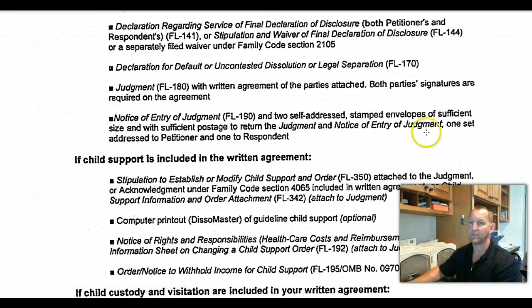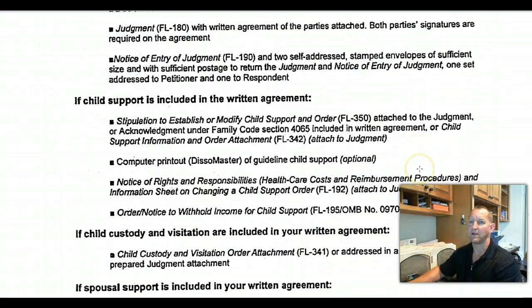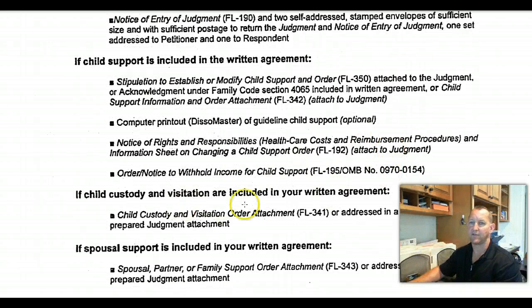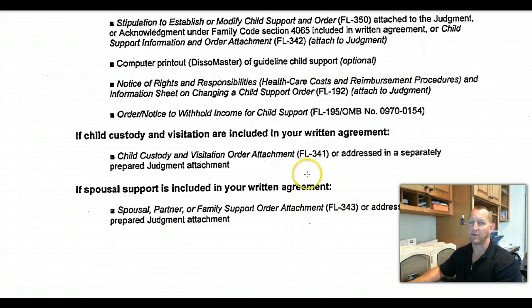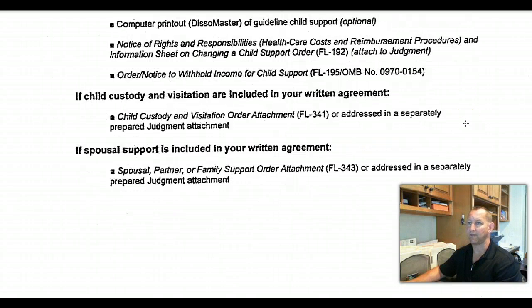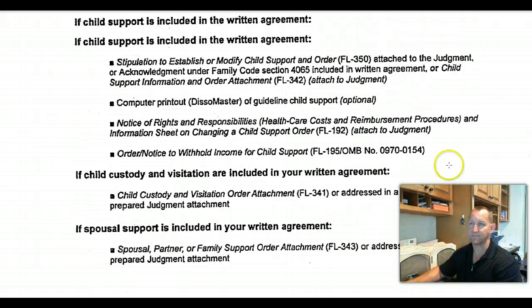Now, here are some supplemental forms. If you have children and child support's being requested, you're going to need to do the forms listed here. These are all attachments to the judgment. You would simply fill them out and attach them. Child custody and visitation, if that's in the agreement, you need to attach this form here, this FL 341. If spousal support is going to be included, you have another attachment. So essentially, you have your basic 6 or 8 forms, and then you have additional attachments depending on the type and amount of orders that you're requesting.